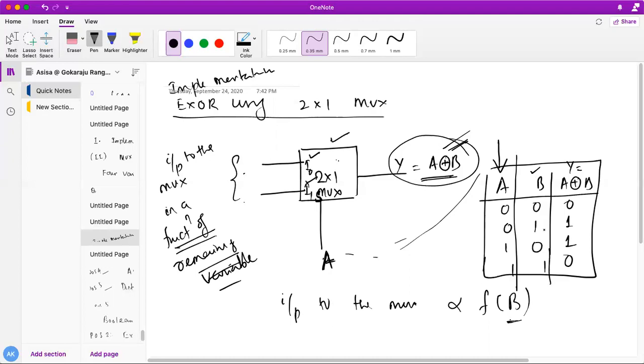Just see here how the output behaves by looking at B. This is my A. If I put A equal to 0, these two combinations come up, because in both cases A is 0. Now if my B is 0, the output is also 0. If my B is 1, the output is also 1. So if I put B here, whatever I give as B will come over here, so these two rows are expressed when A equal to 0.